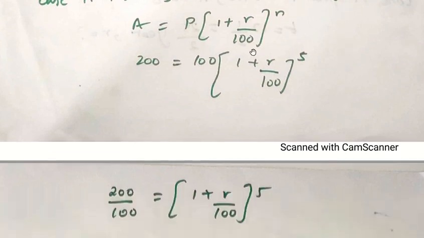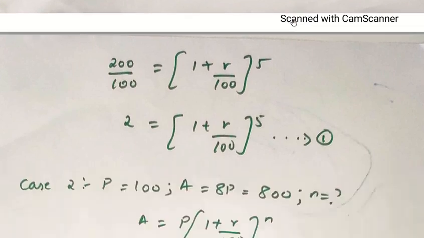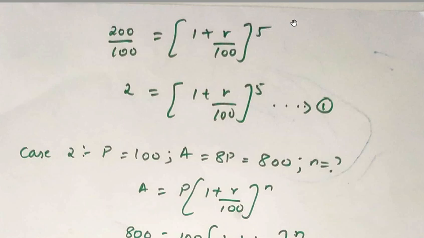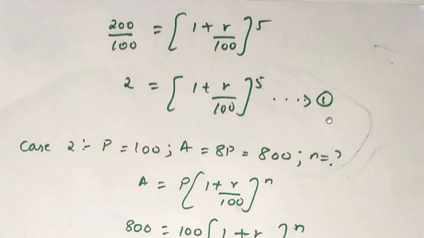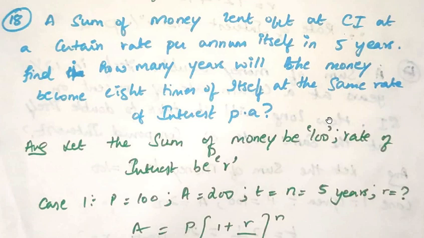So amount is equal to P into (1 plus R divided by 100) to the power of N. So 200 is equal to 100 into (1 plus R divided by 100) to the power of 5. So 200 by 100 is equal to (1 plus R by 100) to the power of 5. So 2 is equal to (1 plus R by 100) to the power of 5, which is nothing but equation 1.